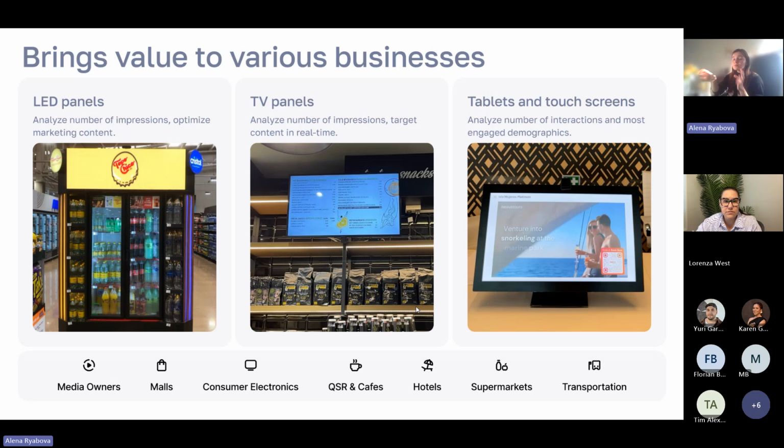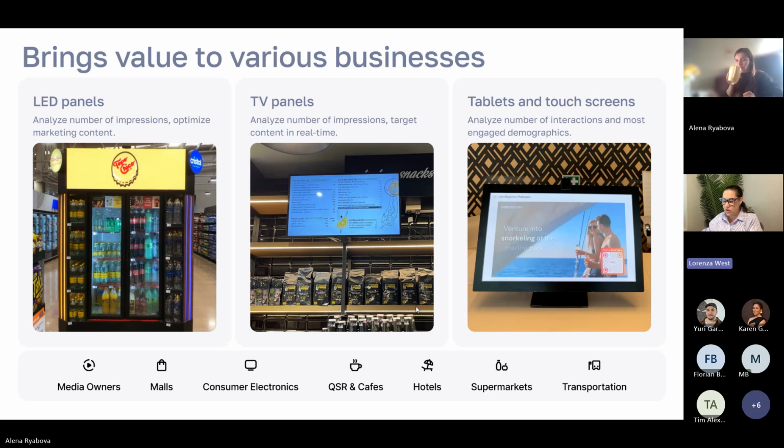So, Lawrence, let me pass you a mic a little bit to talk about how analytics could be collected in different places, and that is suitable for almost every single retailer and the rest.